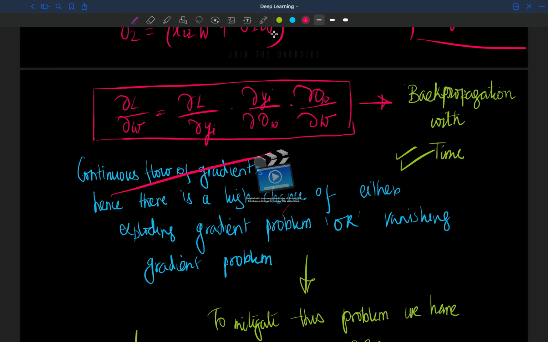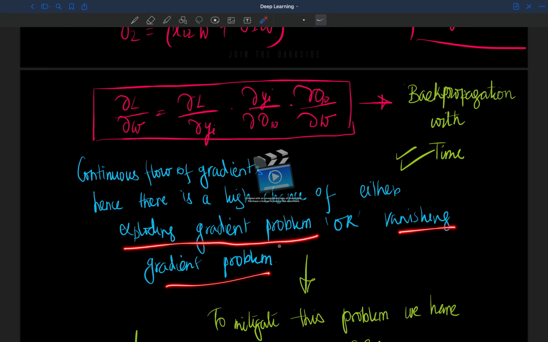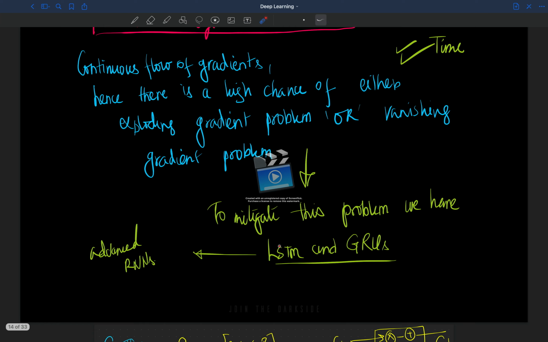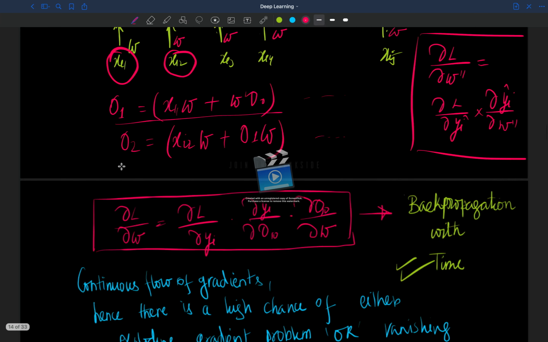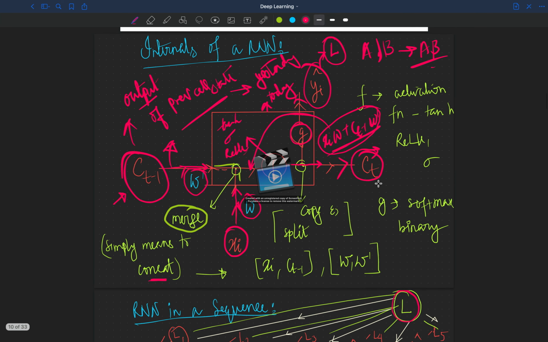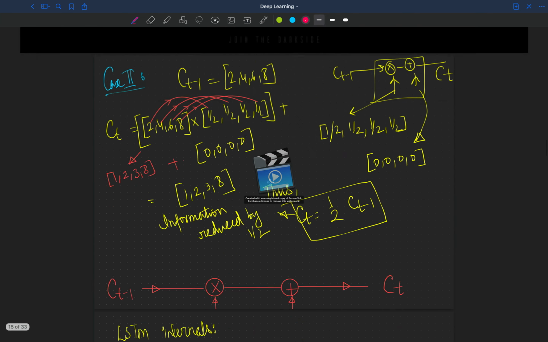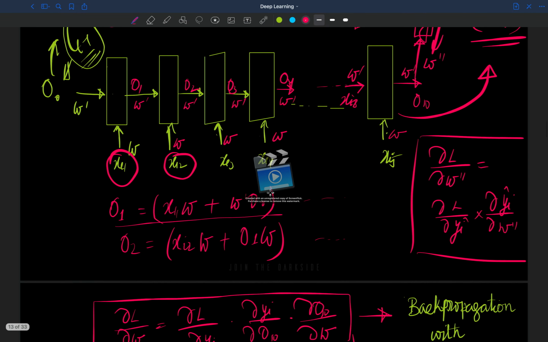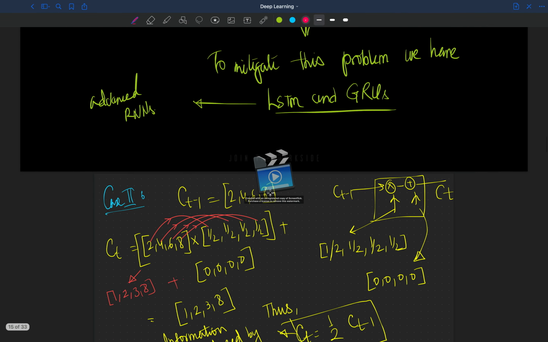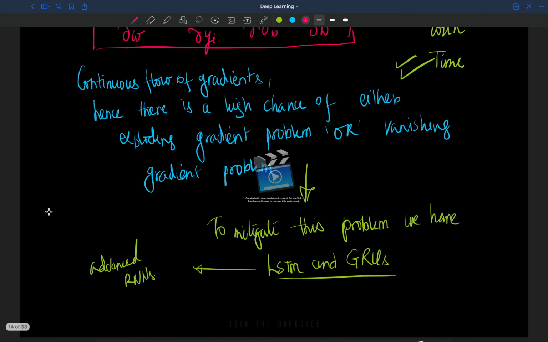One more thing. Due to the continuous flow of gradients in recurrent neural networks, we have to be very careful about two problems, that is the exploding gradient problem and the vanishing gradient problem. I'll tell you why this happens. Suppose this particular function is, let's just say, sigmoid. The derivative of sigmoid lies between 0 and 1.